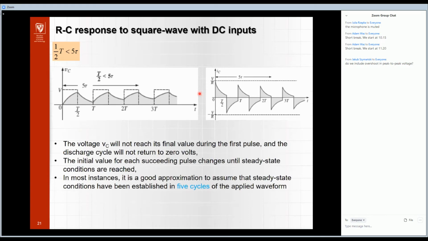So the voltage will not reach the final value, and in most instances, it is a good approximation to assume that the steady state for this case is established in 5 cycles of applied voltage. So you can see also the current. The current here is not equal to zero just before the moment of switching. But after steady state, we obtain this value and this value, which from the absolute point of view is the same. Only the sign is different.